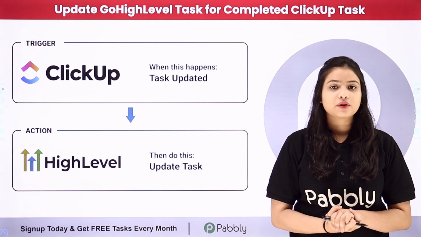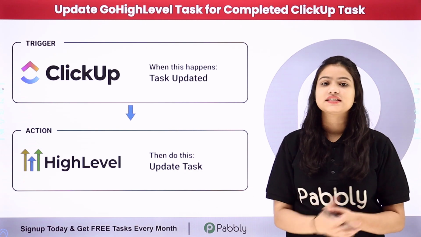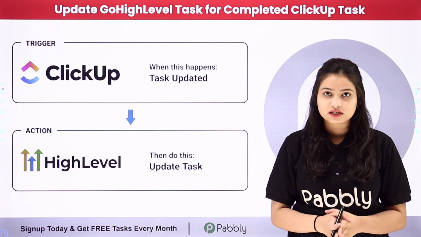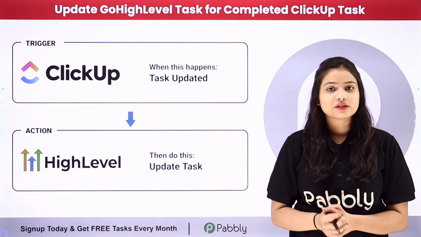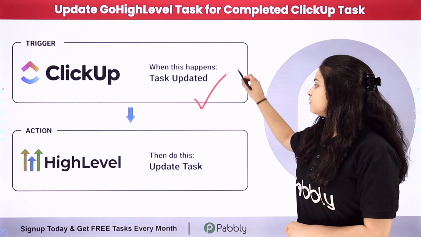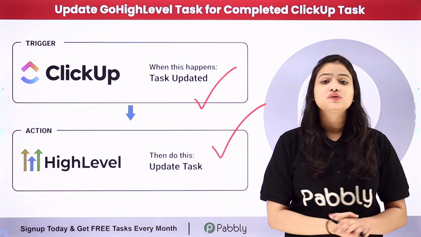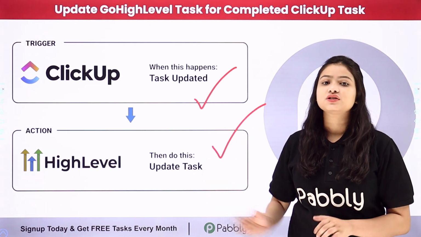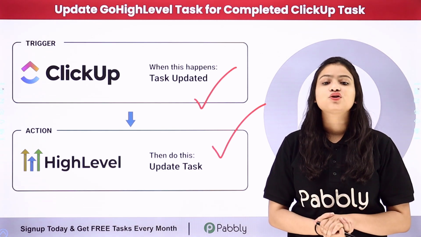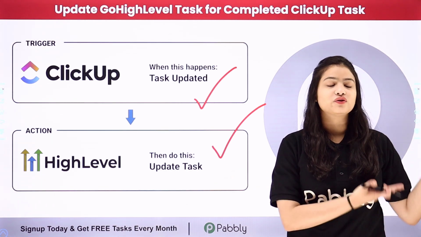For this, we will have to set up a connection between these two applications, and that we are going to do without any coding or programming skills with the help of Pabbly Connect. Pabbly Connect works on two principles, trigger and action. In trigger, we are going to take ClickUp, and in action we are going to take GoHighLevel, and we are going to set up a connection between these two applications to automate this entire process with the help of Pabbly Connect. And to learn the entire automation step by step, let me take you all towards my screen.